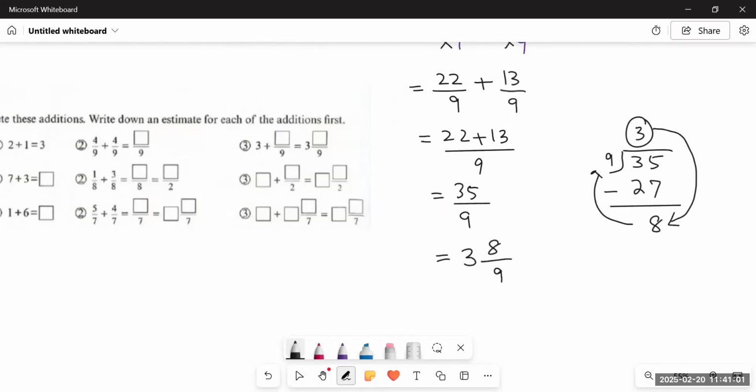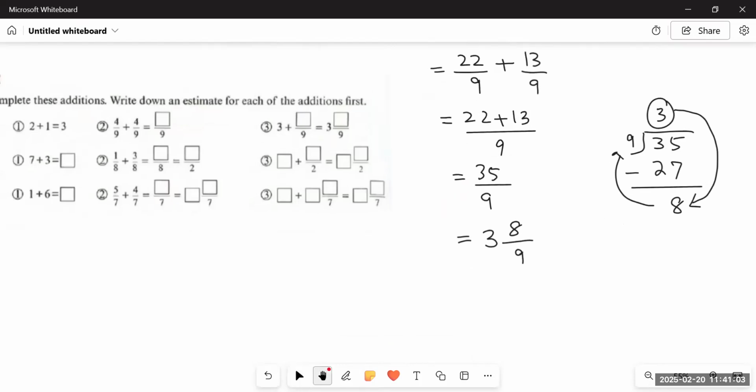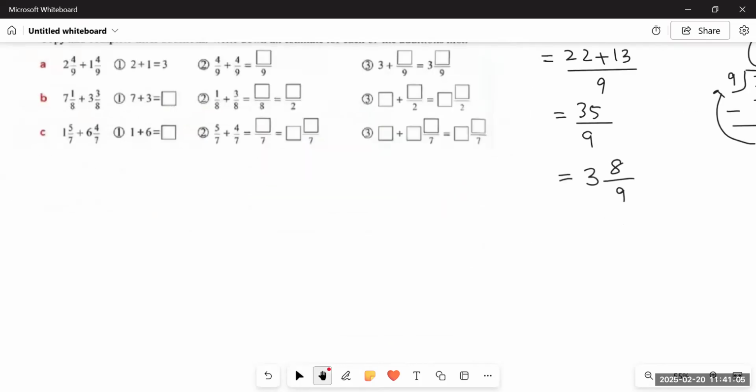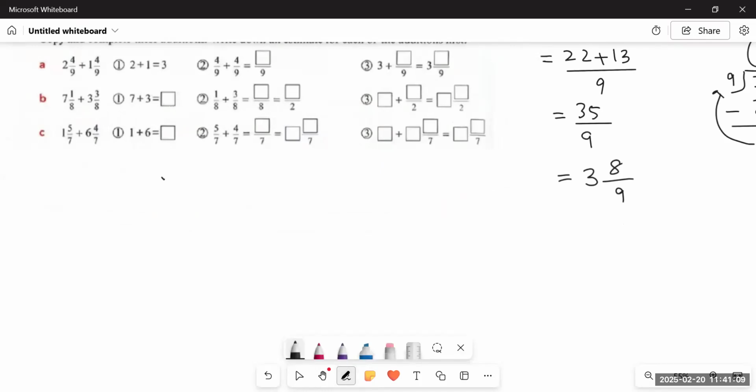You see, the same answer we are getting, which we got from the first method. Now we will move to part B. In part B, again, we have two mixed numbers, 7 whole 1 upon 8 plus 3 whole 3 upon 8. So in the first instance, what are we going to do? We will convert them into improper fractions. 7 8s are 56 plus 1, 57 upon 8, plus 3 8s are 24 plus 3, 27 upon 8.